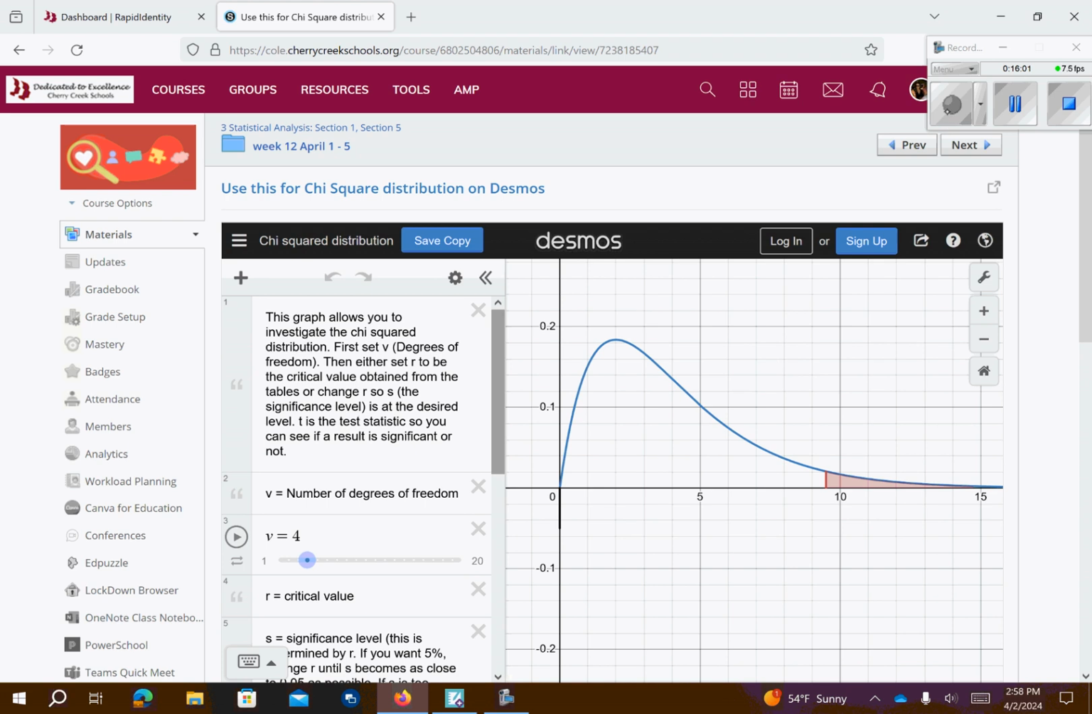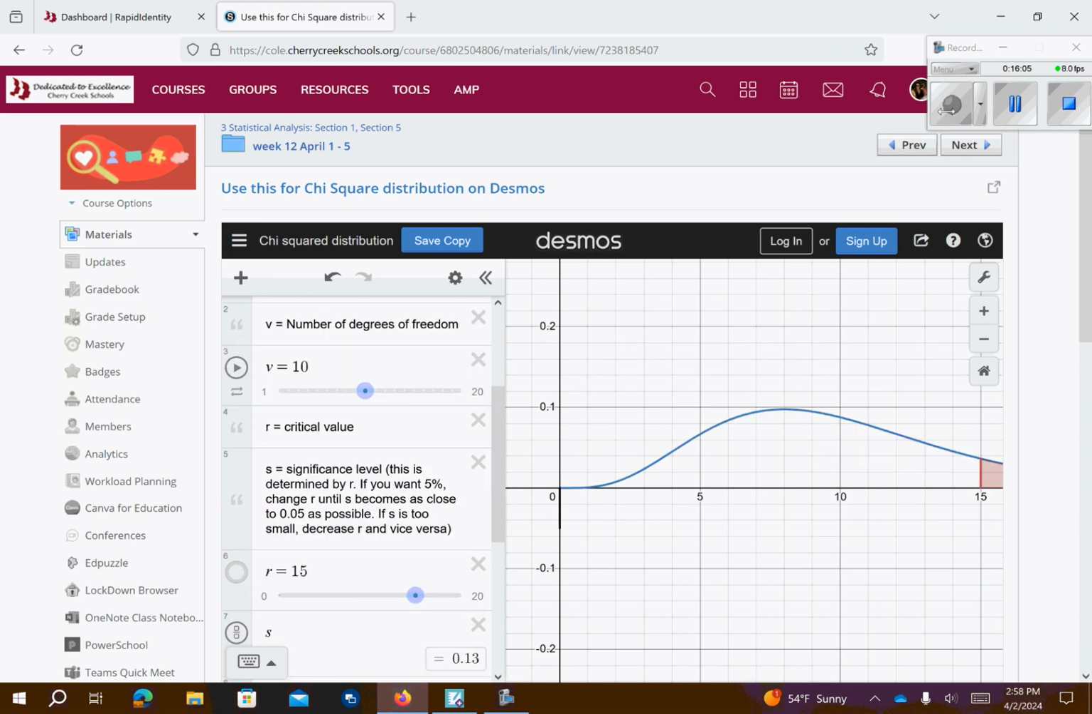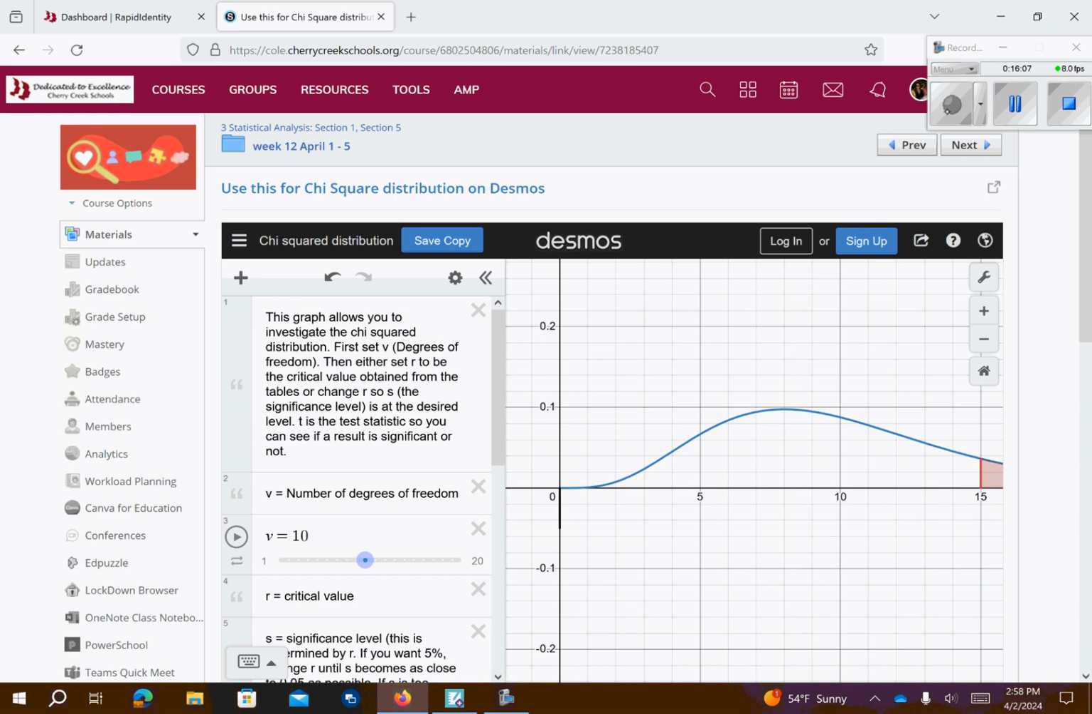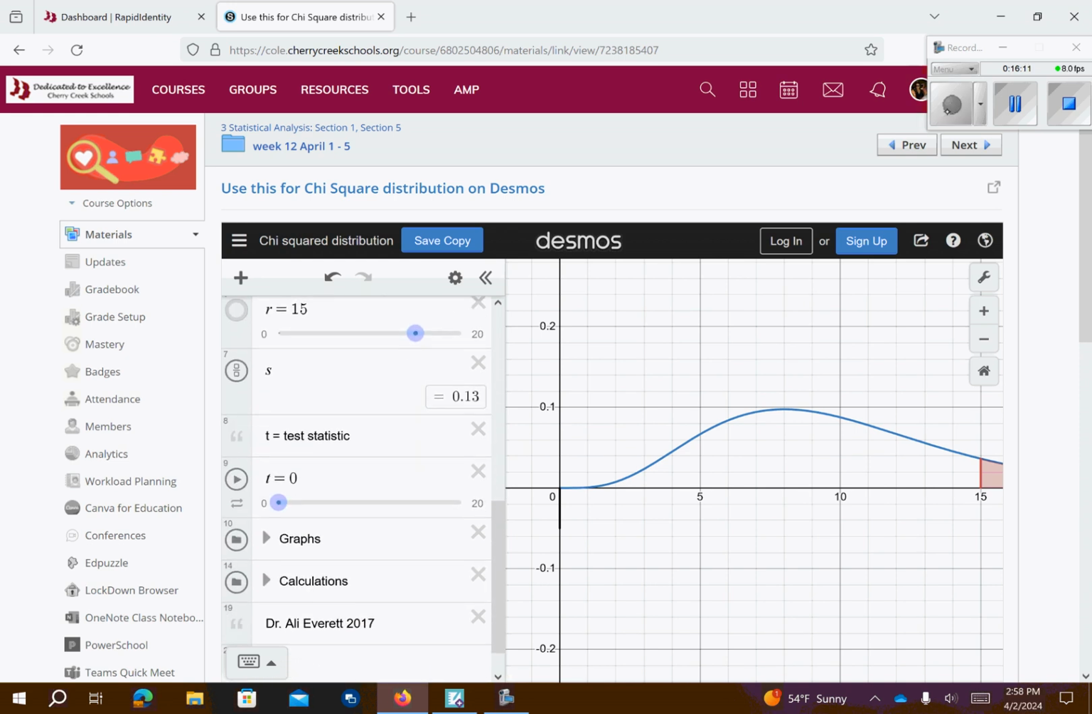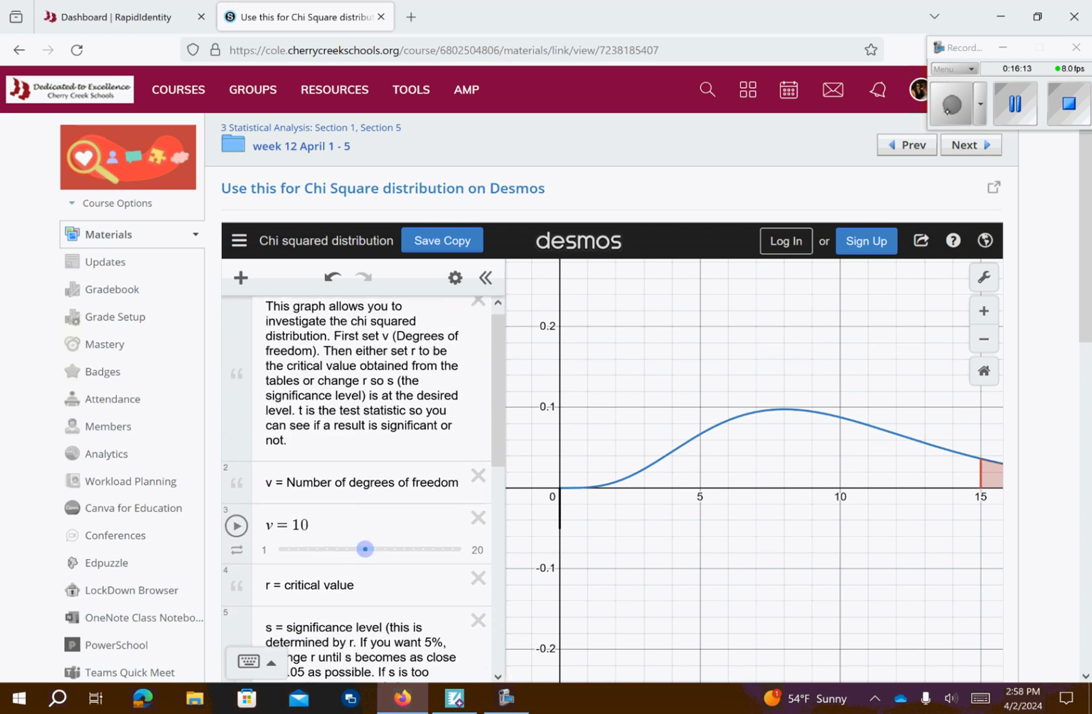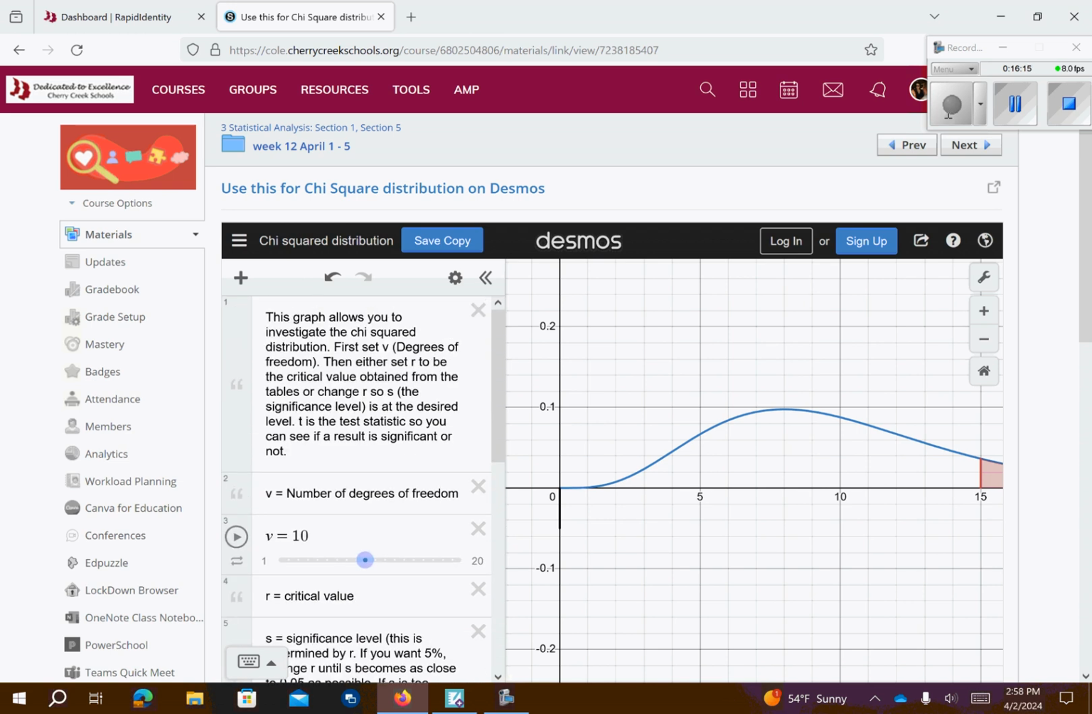Okay, so a few things, like this is going to be all scrambled up. Let's just kind of scramble these all over the place. So this is a preset program that this particular Dr. Ali Everett set up on Desmos to work. So V is our degrees of freedom. So we found our degrees of freedom to be 4, right? Because we had 5 events, cards A, B, C, D, and E. Okay, so we get that.